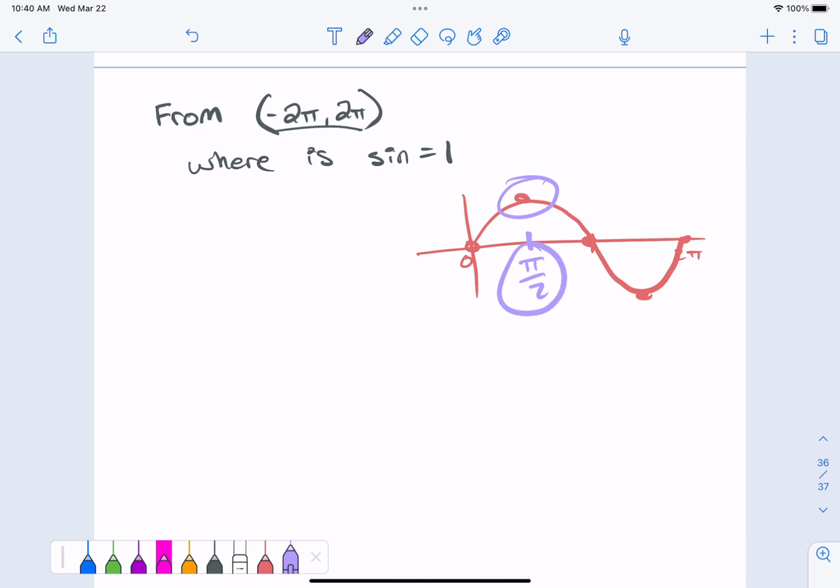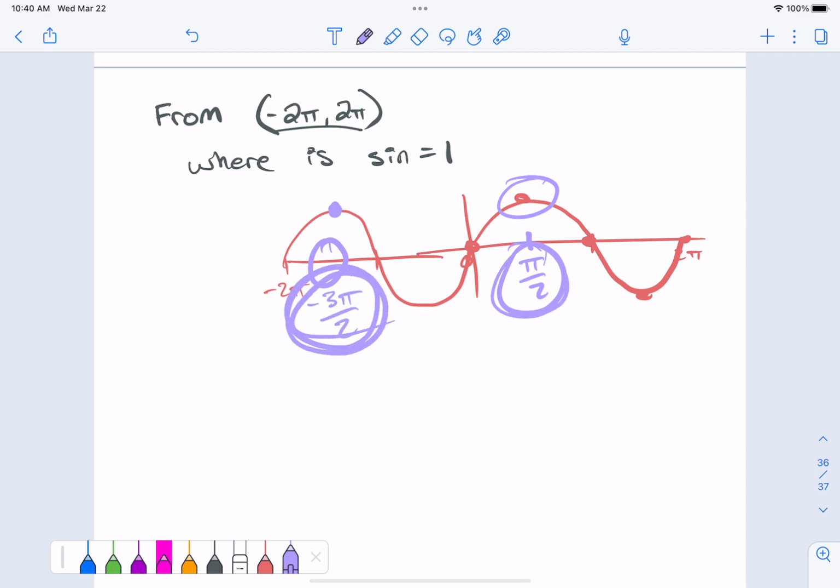Okay? Now let's go back the other direction. We want to go from negative 2 pi to positive 2 pi. So it's going to do another one of these, right? Let me do that again. Okay? Where is it going to touch 1? It's not at negative pi over 2. It's negative 3 pi over 2. Those are my 2 answers: negative 3 pi over 2 and positive pi over 2. Okay, does that make sense? Good, good.